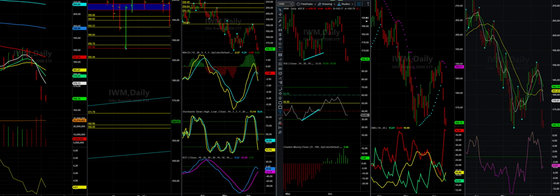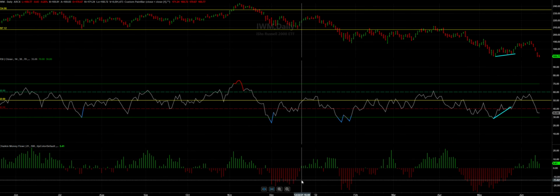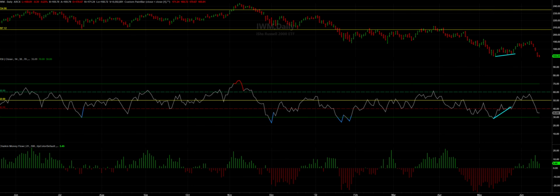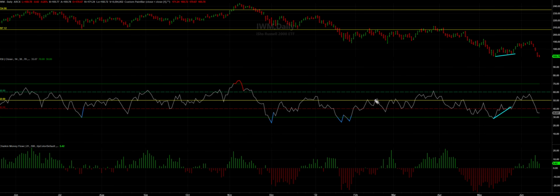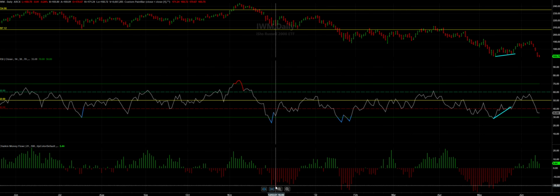Okay, let's look at the momentum on the RSI and the Chaikin money flow. Well, the RSI broke back below 50. Here's the 50 level on the RSI. We broke back below 50, we got back below 40, and we're moving down toward oversold levels on the RSI.